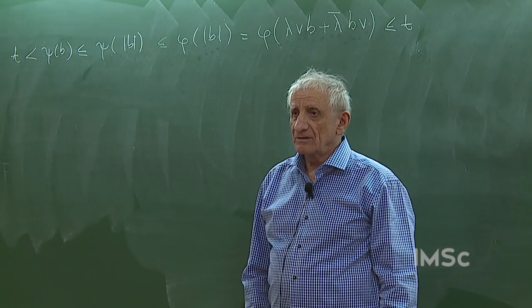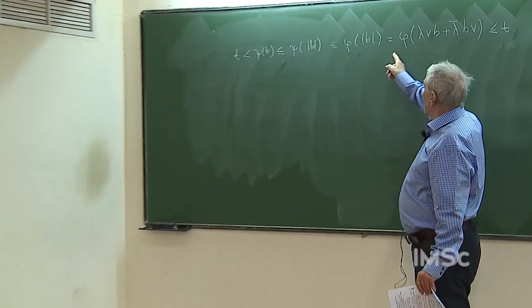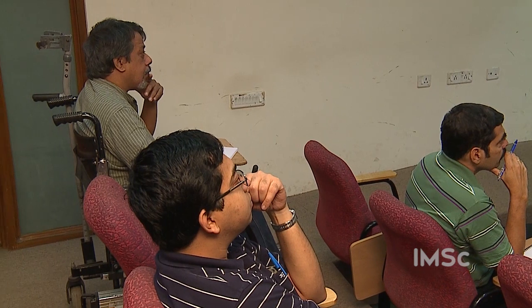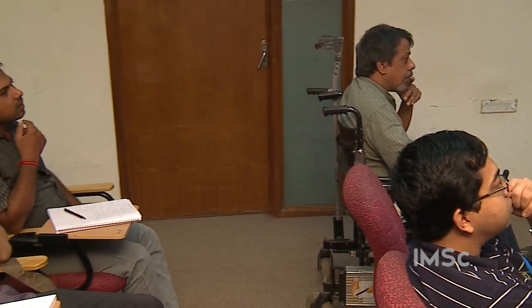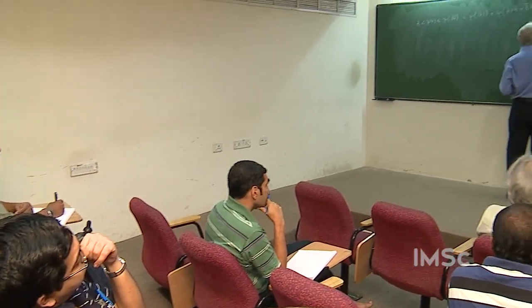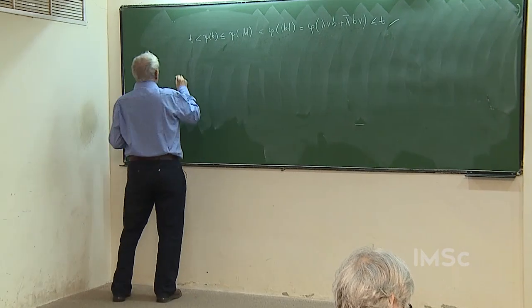Sorry, I didn't understand that equation. This equality? Yes. You have here B equal to VB equal to BV, and lambda plus lambda bar is equal to 1. So what I get here is the modulus of B, common factor, with lambda plus lambda bar equal to 1. Fine, thank you. Okay, so this is a contradiction.